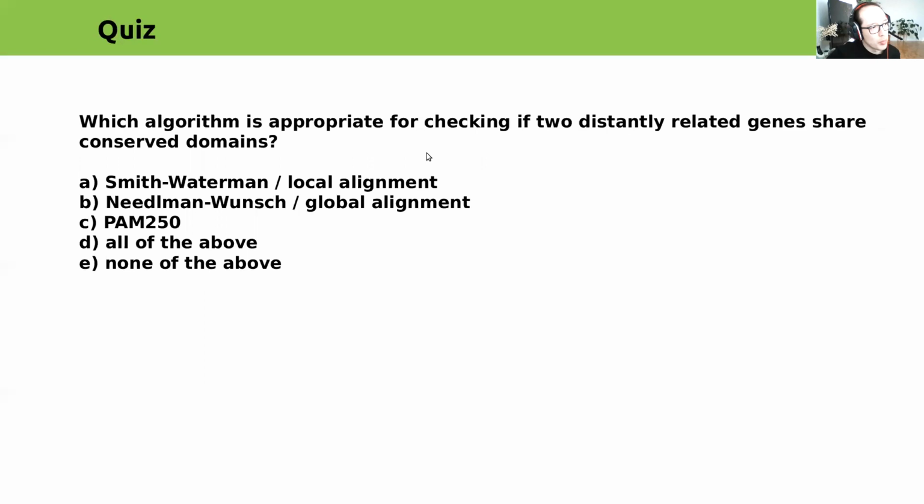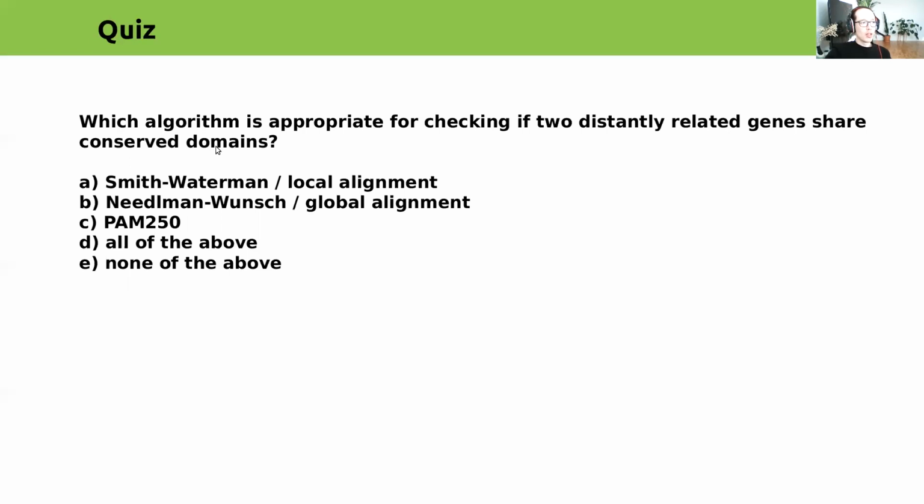Which algorithm is appropriate for checking if two distantly related genes share conserved domains? We have several options: Smith-Waterman or local alignment, Needleman-Wunsch or global alignment, or PAM250. If two genes are distantly related, but they share conserved domains, it's likely that large stretches or regions may have different sizes, and that these conserved domains are not necessarily in exactly the same corresponding position. So this is a job for local alignment, right?